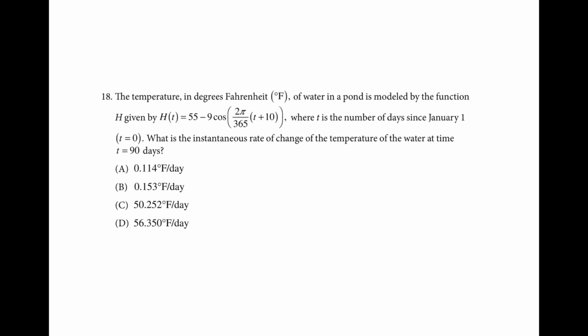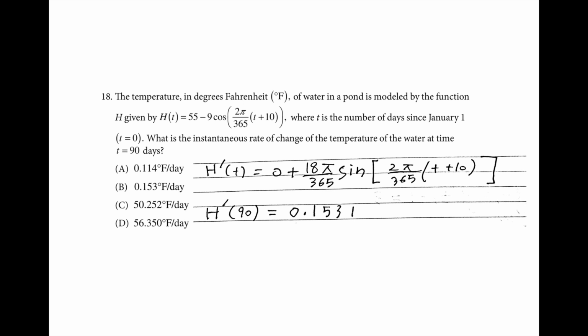So derivative of 55 is 0 minus 9 cosine, derivative of cosine minus sine, and we take the derivative of the inside, and we multiply it by the outside. We will get 18 pi over 365 sine, and the inside will remain the same. Now substitute in the calculator, and you will get 0.1453. So the answer is B.